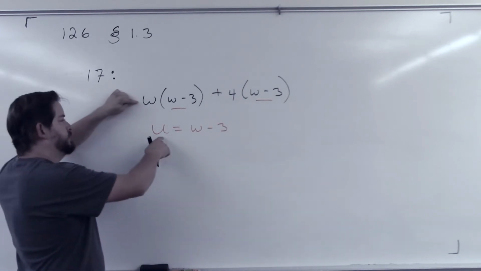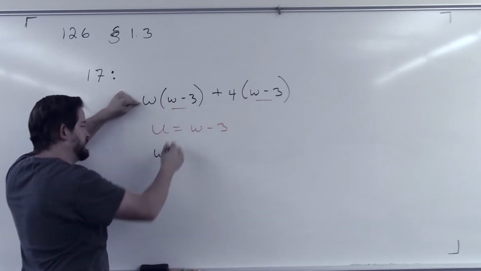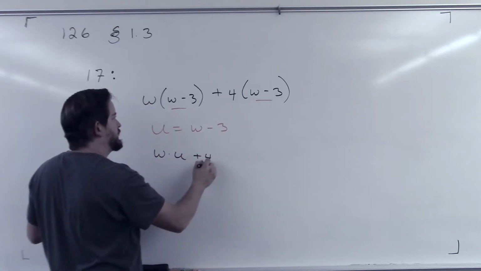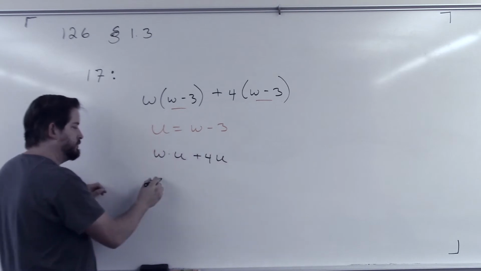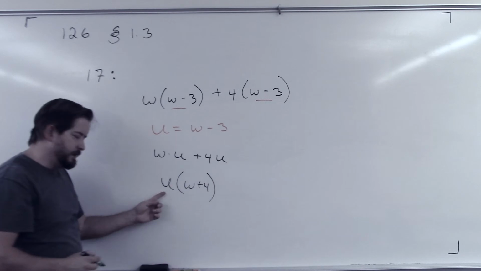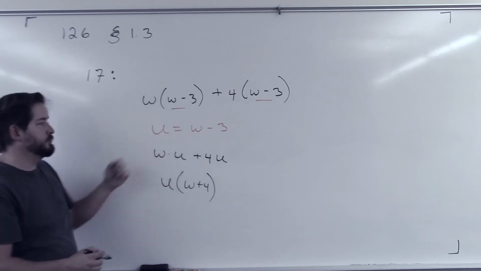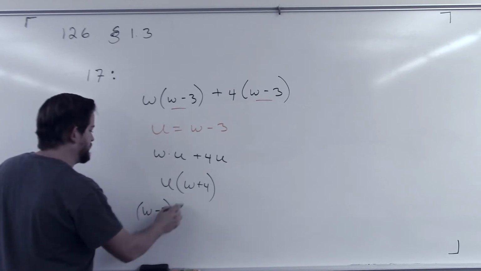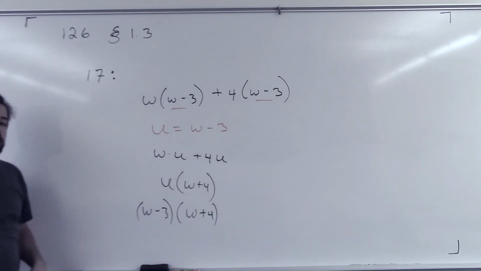If I rewrite this with u in place of w minus 3, I get w times u, plus 4 times that u. I can pull out the common factor of u, multiplied by w plus 4. But I introduced a u, so I need to get rid of it and put it back into w's. I'm going to replace this u with w minus 3 again. And I have it. This is the factored form.